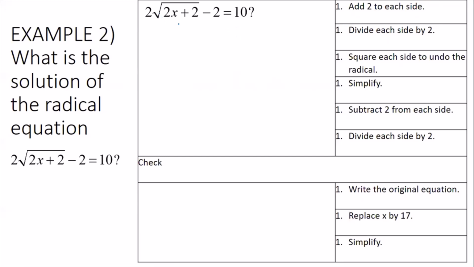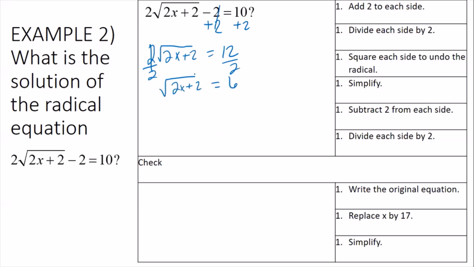So here, if I need to solve for x, the first thing I'm going to do is add 2 to both sides. And I'm left with 2 square root of 2x plus 2 equals 12. Then I divide both sides by 2, and I'm left with the square root of 2x plus 2 equals 6. Now I'm going to square both sides, and I'm left with 2x plus 2 equals 36.